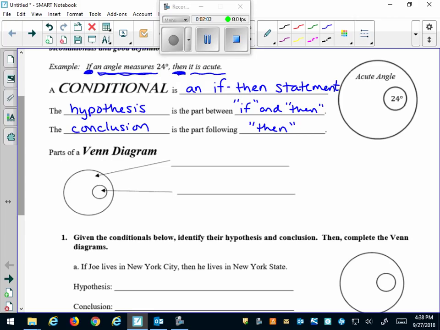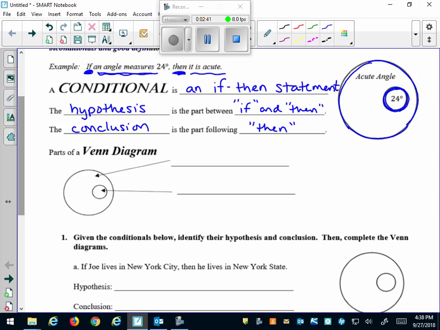Notice this circle over here. This is called a Venn diagram. You've probably seen them before. But the bigger circle is the more broad category, and then any smaller circles inside, sometimes you see them overlapping like this, like a Venn diagram would overlap like that. This one doesn't, not with if-then statements. With conditionals, you basically have one little circle inside a bigger circle. So the more broad category are acute angles, and the smaller category would be an angle that's 24 degrees. If an angle measures 24 degrees, then it is acute.